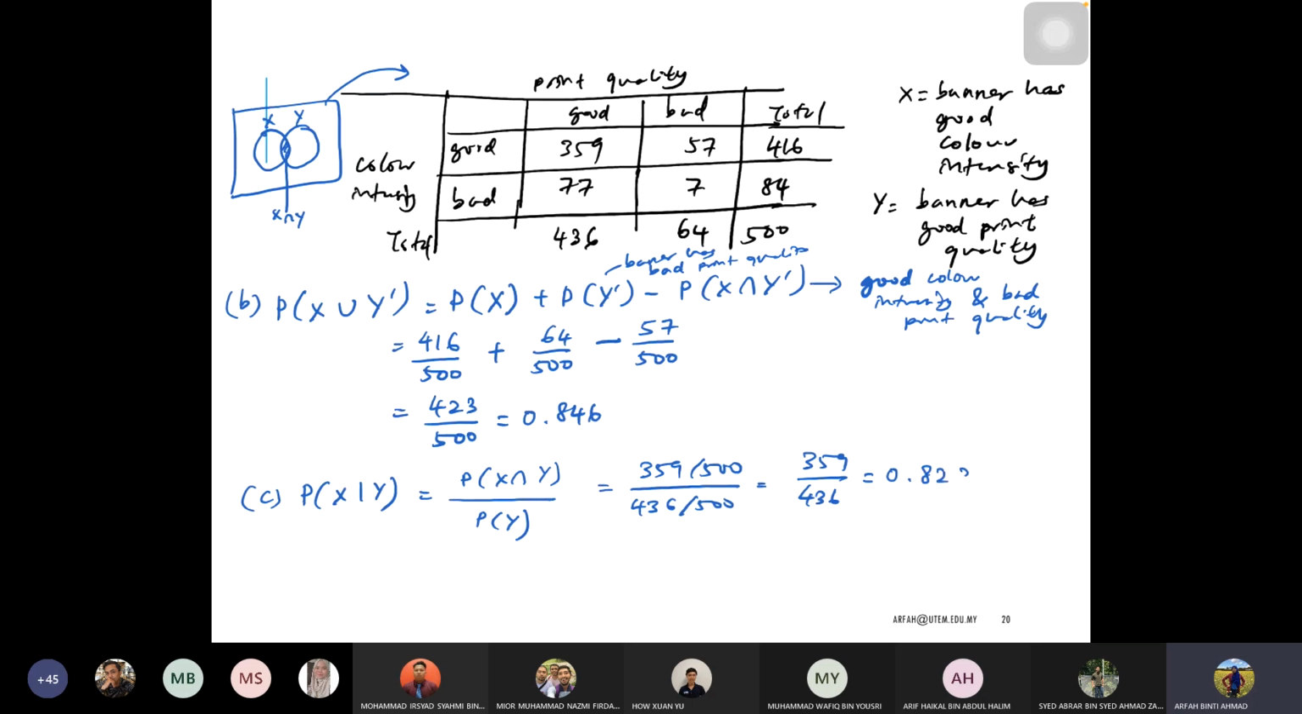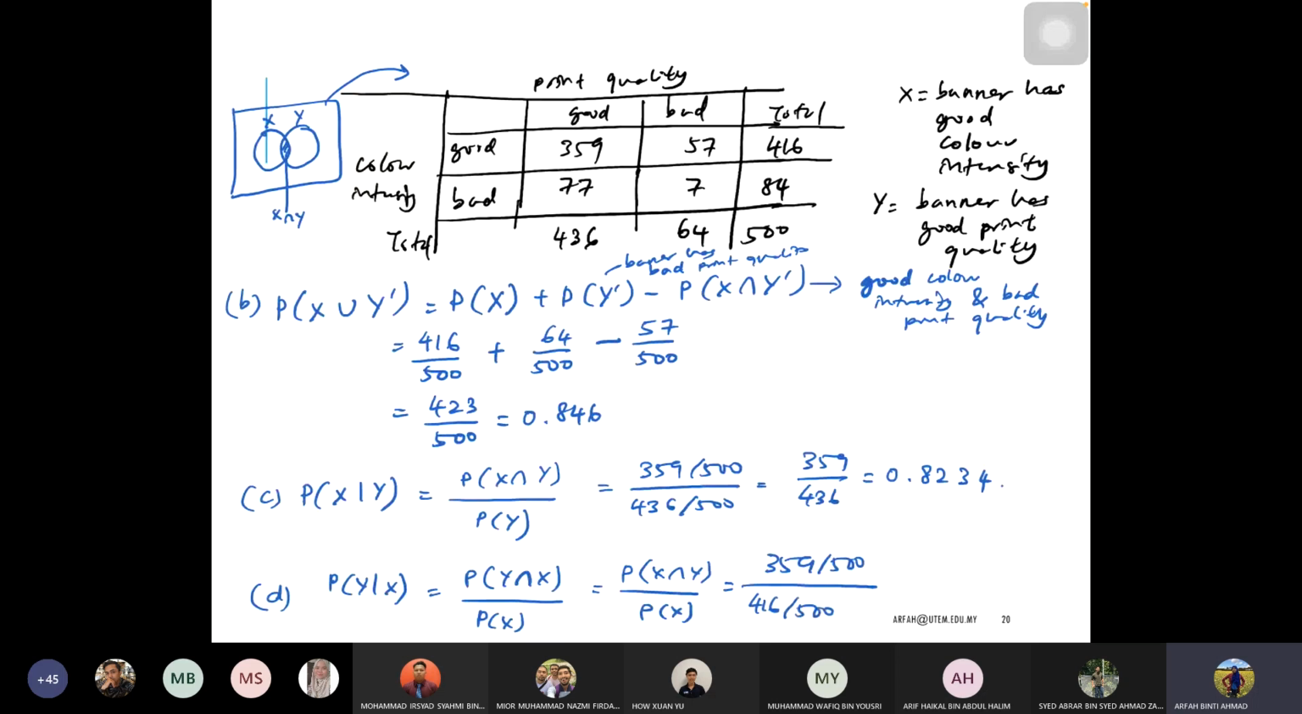Dan yang D, probability of Y given X, that is equal to probability of Y and X divided by probability of X. Atau sama dengan probability of X and Y dibahagikan dengan kebarangkalian bagi X. So X and Y tu sama je dengan yang atas. 359 per 500. Kebarangkalian bagi X tadi kita dah tengok 416 per 500. So you akan dapat this one equal to 0.8630. Itu jawapan dia. Okay.